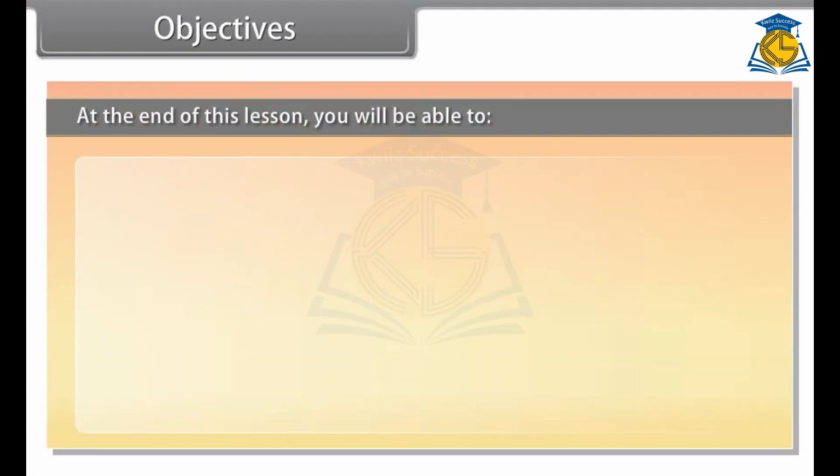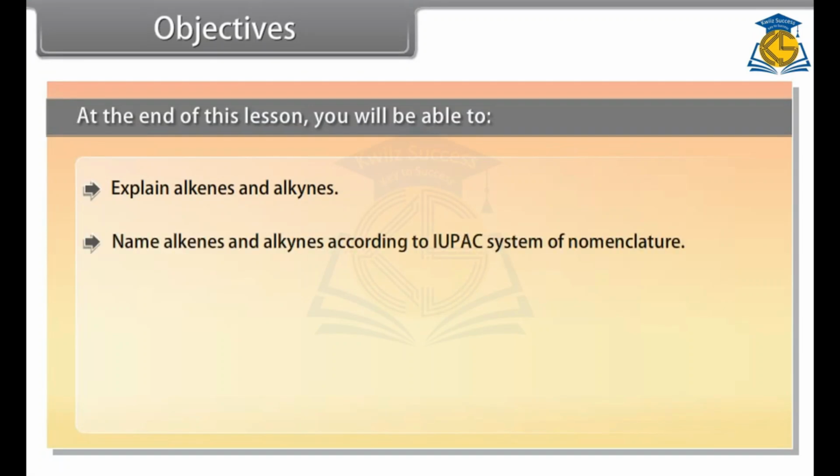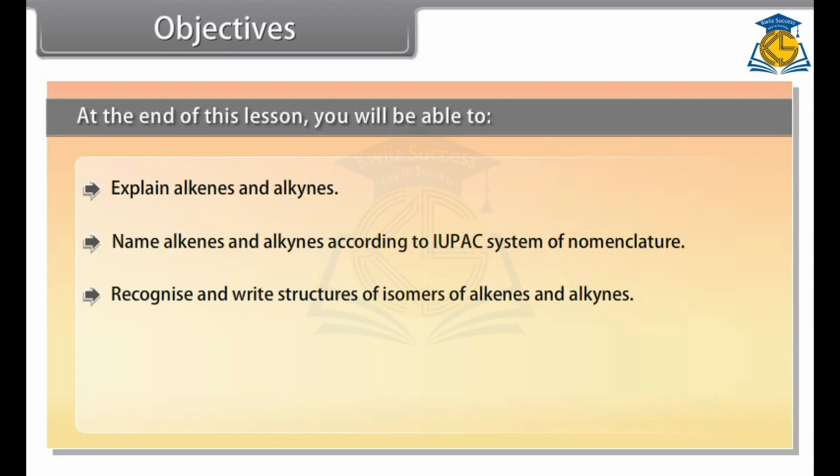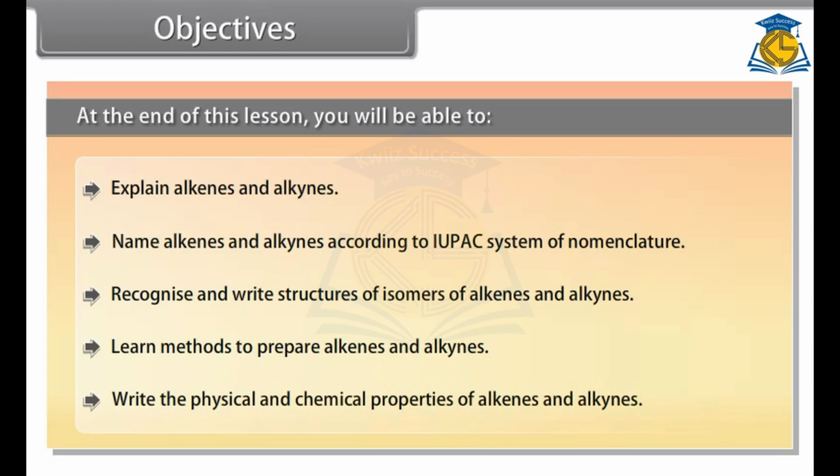Objectives. At the end of this lesson, you will be able to explain alkenes and alkynes. Name alkenes and alkynes according to the IUPAC system of nomenclature. Recognize and write structures of isomers of alkenes and alkynes. Learn methods to prepare alkenes and alkynes. Write the physical and chemical properties of alkenes and alkynes.